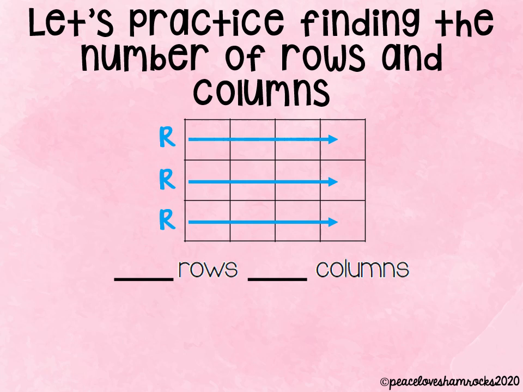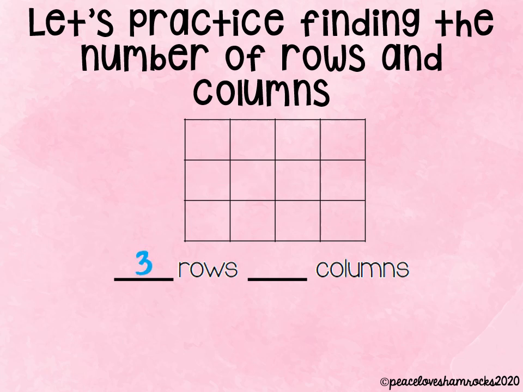Let's practice finding the number of rows and columns. So how many rows does this rectangle have? Well, I drew it out for you here. So we have 1 row, 2 rows, 3 rows. So 3 rows, and how many columns? Remember, columns go up and down. Well, we have 1, 2, 3, 4 columns. So this rectangle has 3 rows and 4 columns.